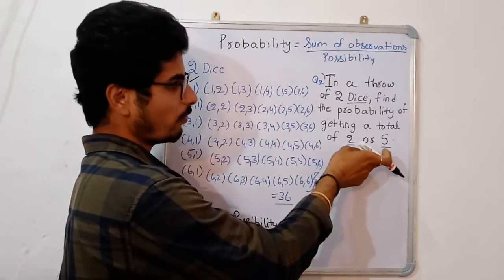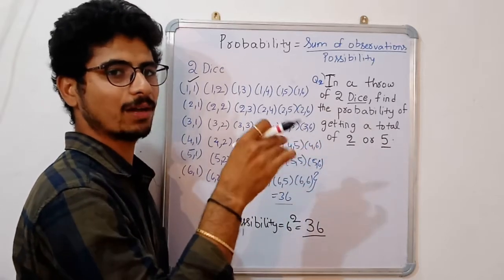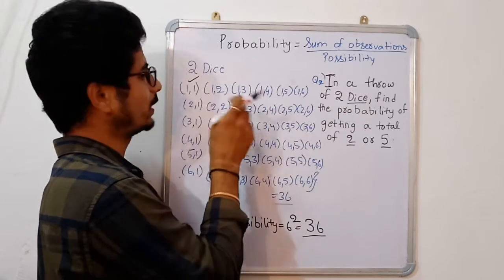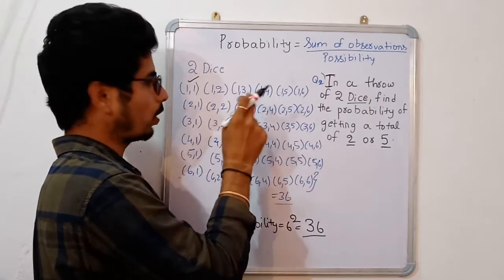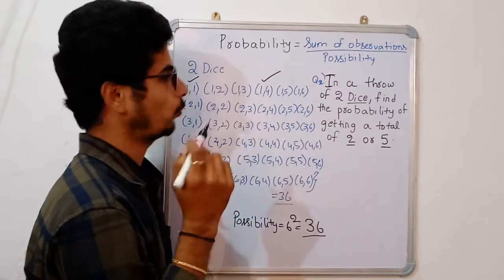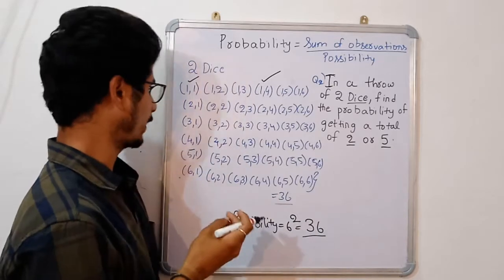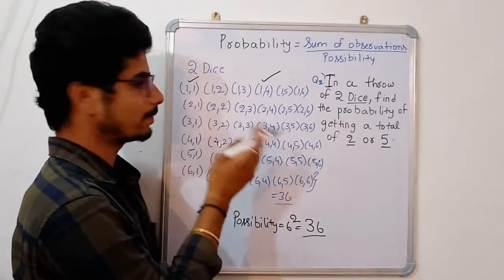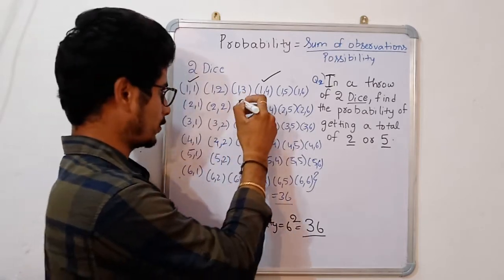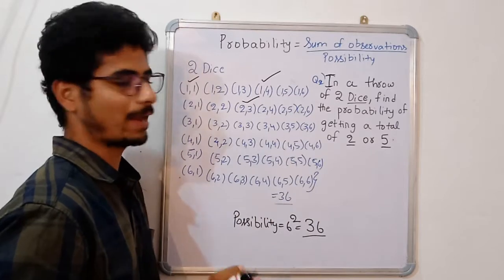Next, 5, right? We need to get a sum of 5 when 2 dice are added. Okay, see, 1 plus 2 is 3, 1 plus 3 is 4, 1 plus 4 is 5. So this is a combination, 1 plus 4. Next, 1 plus 5 and 1 plus 6 are too high. Next, 2 plus 1 is 3, 2 plus 2 is 4, 2 plus 3 is 5. So this is a combination. 2 plus 5, after that we'll get high values, right?